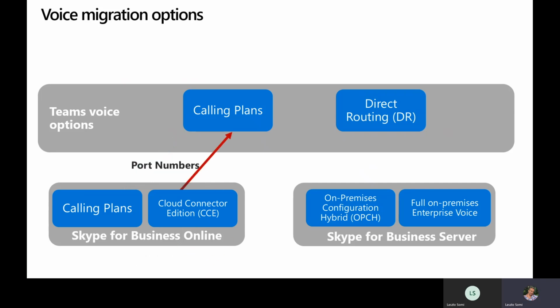Second option, when you use Cloud Connector Edition, you could port the numbers to a Microsoft Calling Plan. Or you could deploy direct routing. Cloud Connector Edition scenarios generally were deployed with a session border controller already in place. So you would most likely already have the equipment.